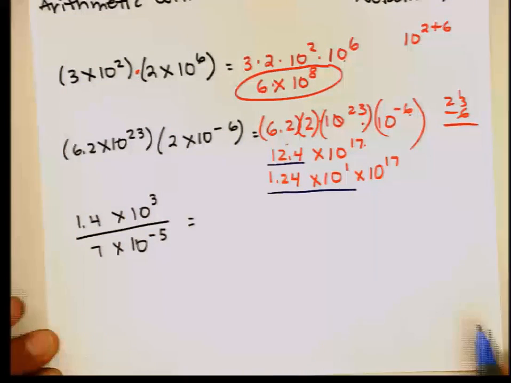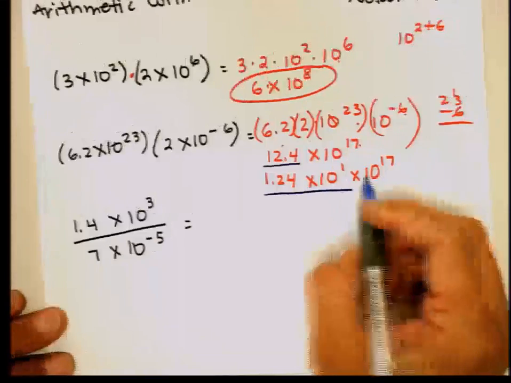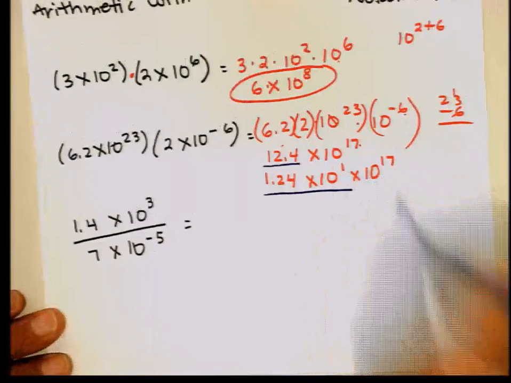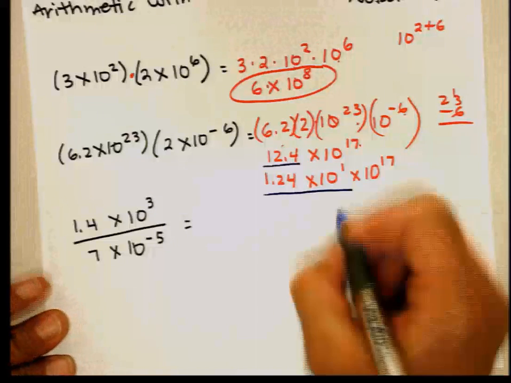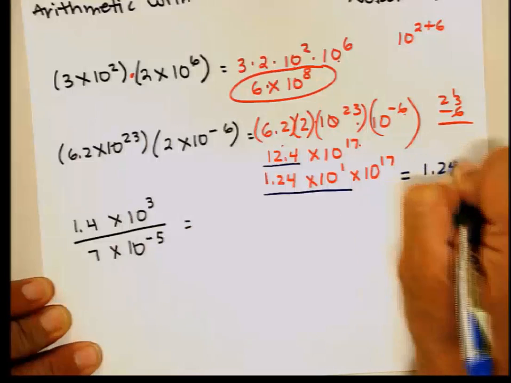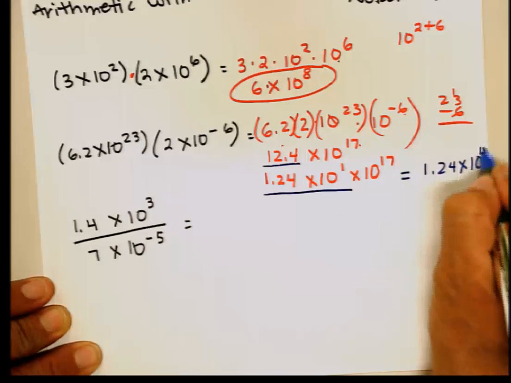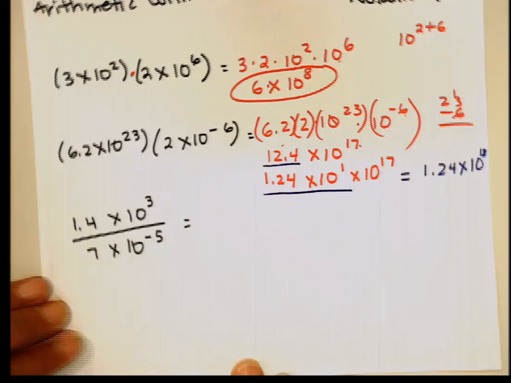And now exponent properties: 10 to the first times 10 to the 17th. Multiply like bases, add the exponents. So add to 10 to the 18th. So altogether, final answer, 1.24 times 10 to the 18th. Let's punch that in there.